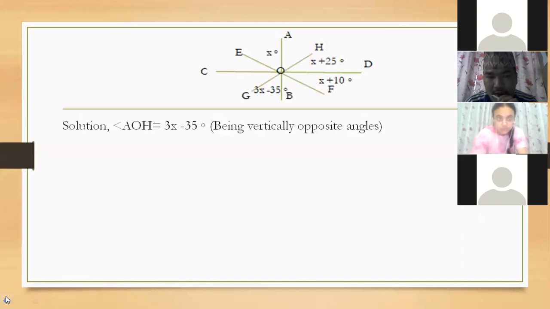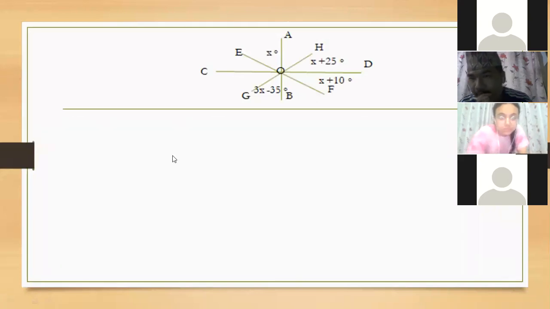Okay, how will you start this question? Tell. We have to find out the value of x here. Do you know GOB and AOH? AOH and GOB, these two angles are vertically opposite angles or not? Are they vertically opposite angles? Yes, sir. Start from there.